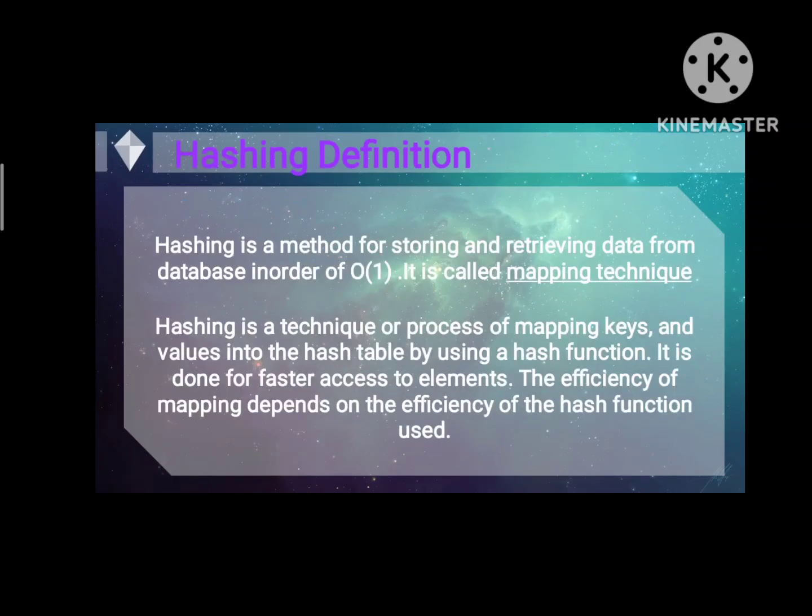As I told you everything, let me just revise once more in case you have confusion. I'm going to tell the definitions of everything. Hashing is a method for storing and retrieving data from a database in order of one, or constant time. It's called a mapping technique. And the search key is what we use to search the database; it is the main key inserted in the hash table.